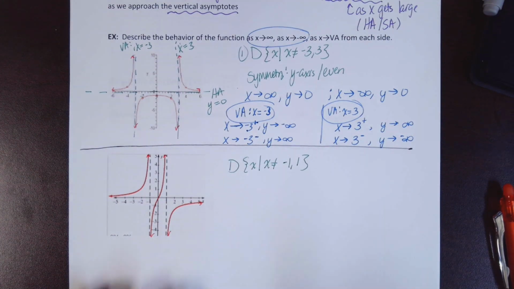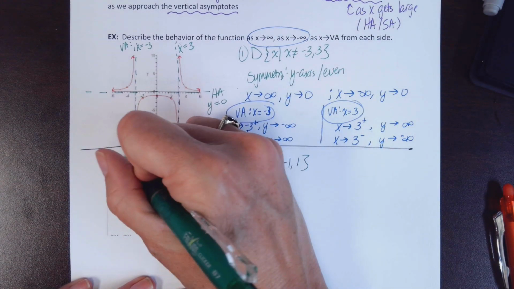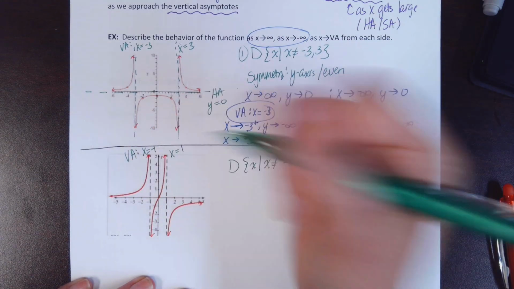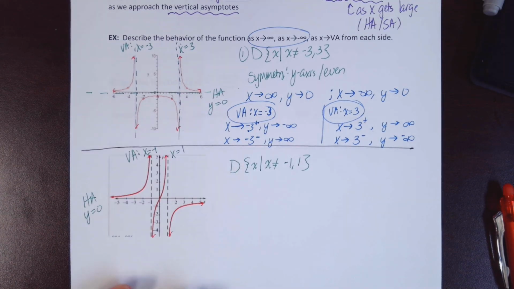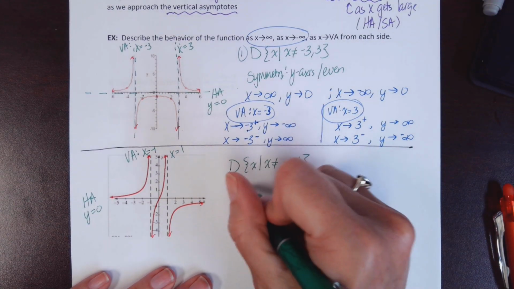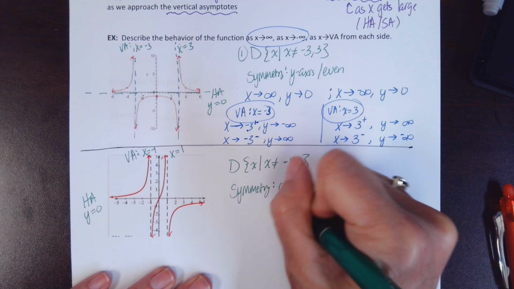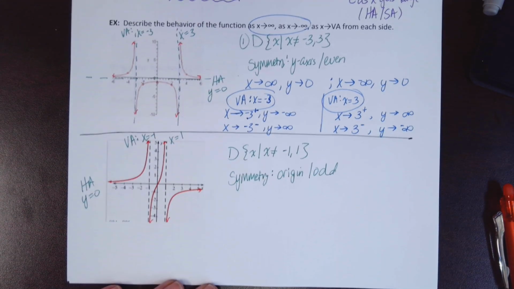I can't pause my video, because I don't have a pause button. I've got vertical asymptotes at x equals -1 and x equals +1. I've got a horizontal asymptote at y equals 0. Symmetry: this function is balanced on the origin, so it's an odd function.